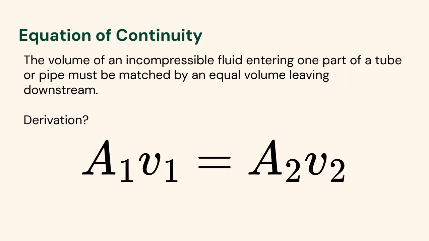And here on this slide, we just have confirmation of that equation. It says the volume entering one part of a tube must be matched by an equal volume leaving downstream. And that derivation leads us to A1 times V1 equals A2 times V2. Now, this equation is on your AP sheet. You do not have to derive it again, but you do have to know that it is equal to the flow rate, which is not on your AP sheet.